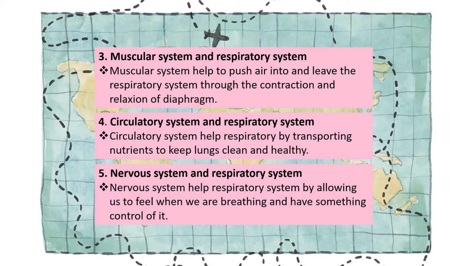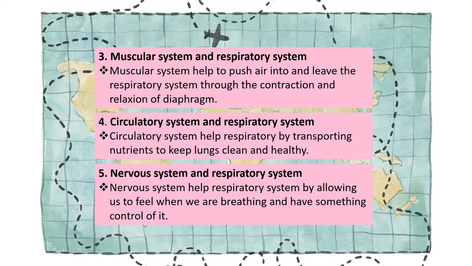The third one is the respiratory system related to the muscular system. The muscular system is very interesting. As we know, in the human body, there are three types of muscle tissue, which are skeletal muscle, smooth muscle, and cardiac muscle. The muscular system helps to push air into and out of the respiratory system through the contractions and relaxations of the diaphragm, which is a muscle. The respiratory system has the lungs that deliver air to the muscle.